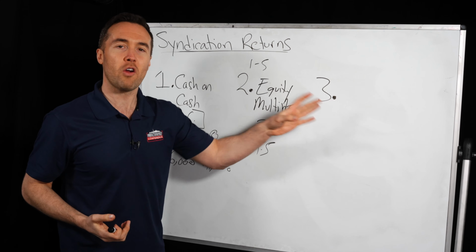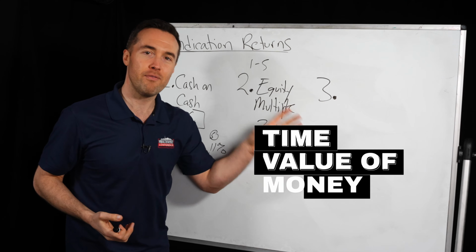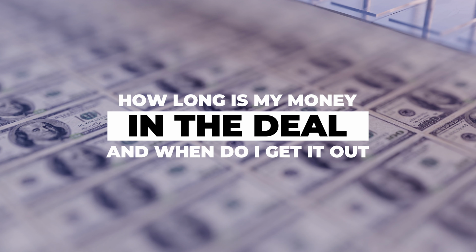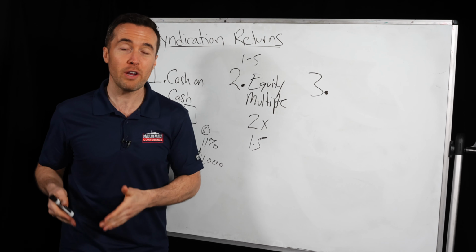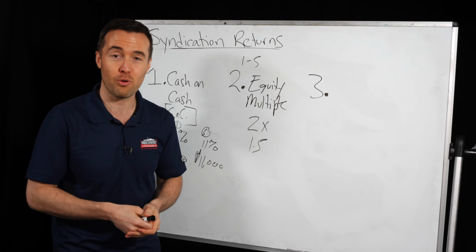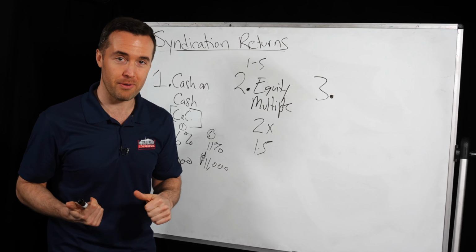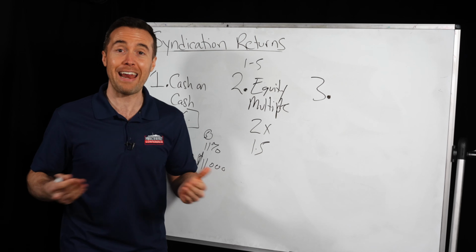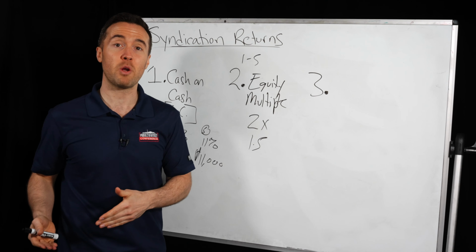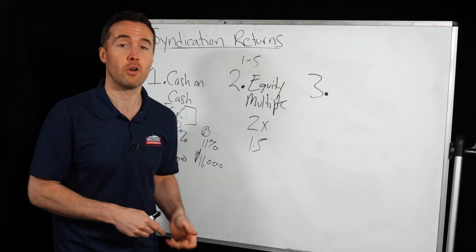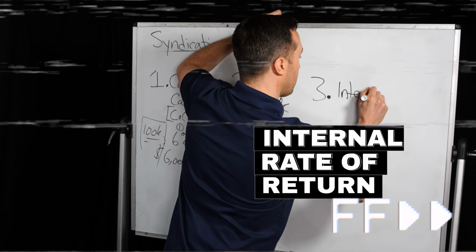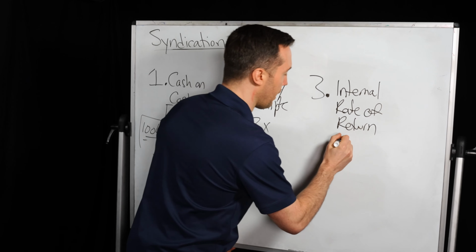With this one, we are taking into account the time value of money. How long is my money in the deal and when do I get it out? Because remember, $1 in your pocket today is worth far more than $1 10 years from now, or 5 years from now, or 6 months from now. So we have to take that into account when we're analyzing, well, hey, how hard is my money really working in the deal? Because I want more valuable dollars back sooner rather than later. And this metric is called the internal rate of return. And oftentimes you'll see it written as IRR.